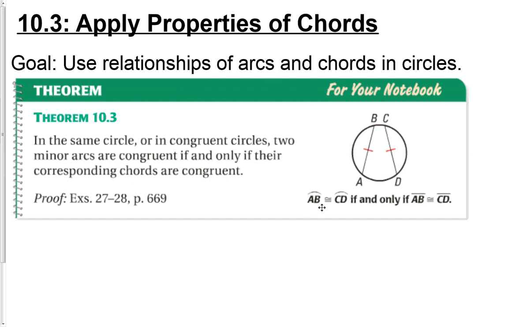So starting off, if these arcs are congruent, therefore the chords are going to be congruent, or vice versa, because it is an if and only if. If AB and CD are congruent and they're both chords in a circle, then the arcs must be congruent. And now this theorem is going to take a little bit of proving, right?